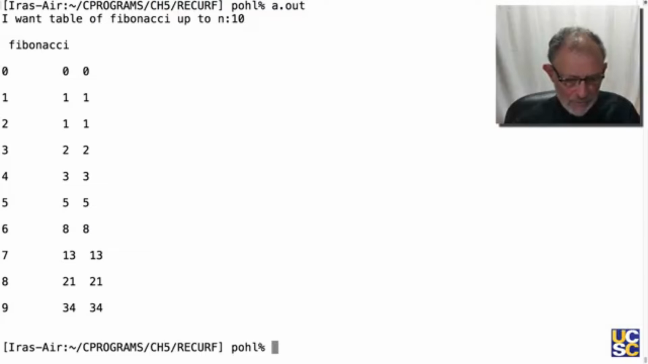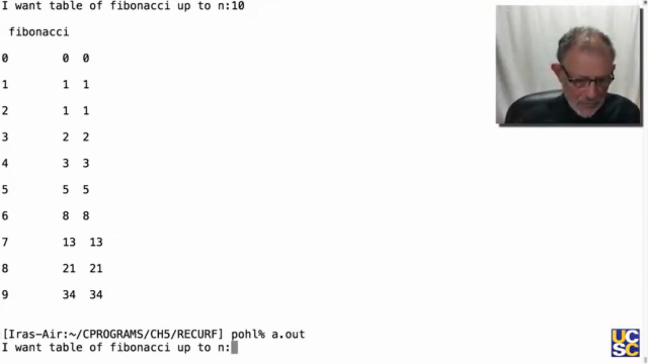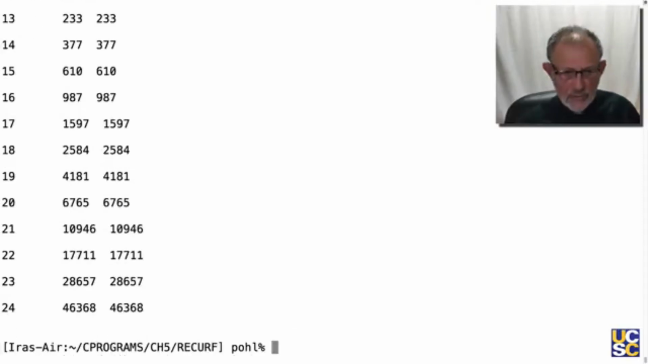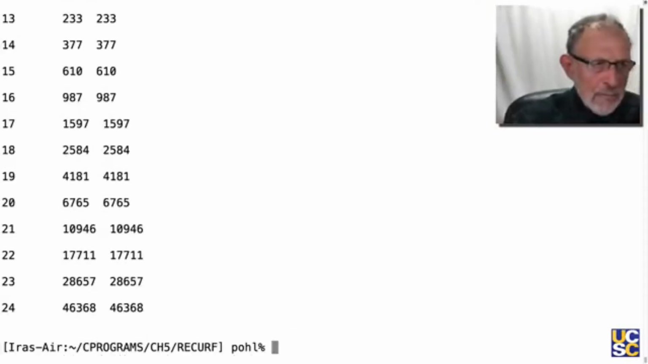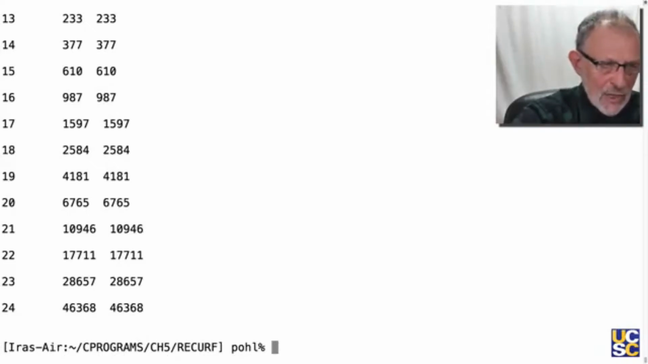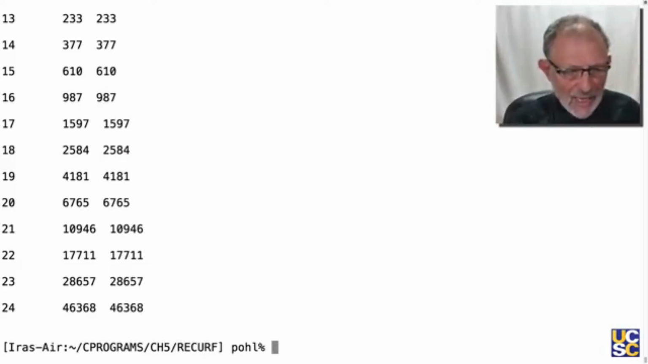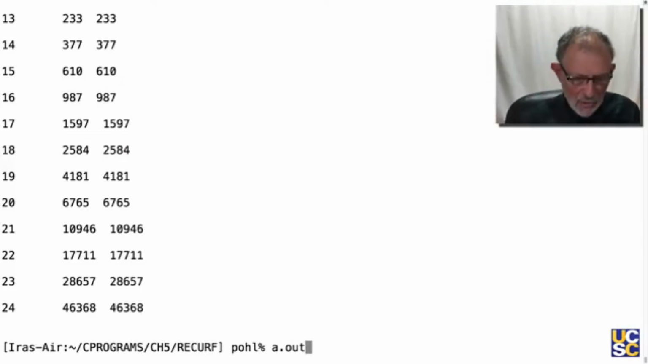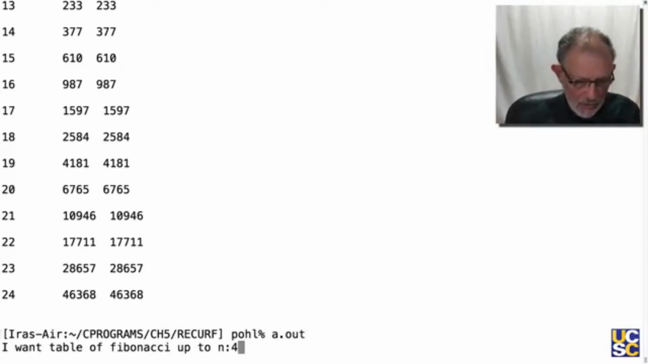Let's do it again, though. Let's do it for up to 25. And we've zipped by on our screen a whole bunch of values, and then we can see that 15 is 610 plus 987, so we get 1597. Indeed, both the iterative and recursive give us the same answers as expected. But now let's look at a much larger number. Let's look at 45.